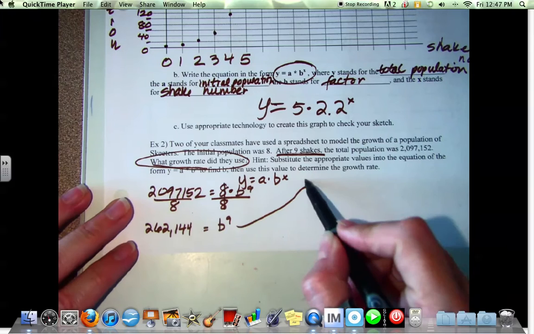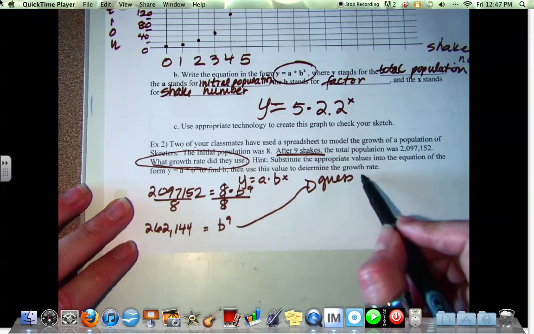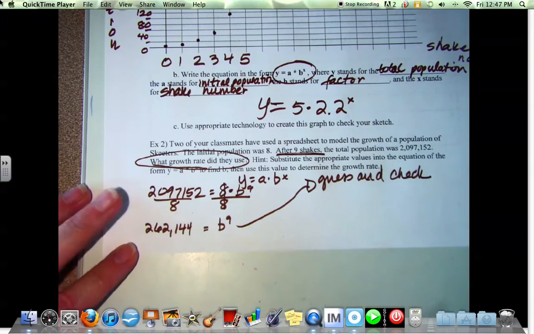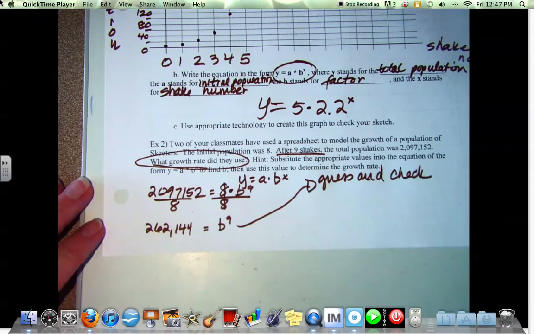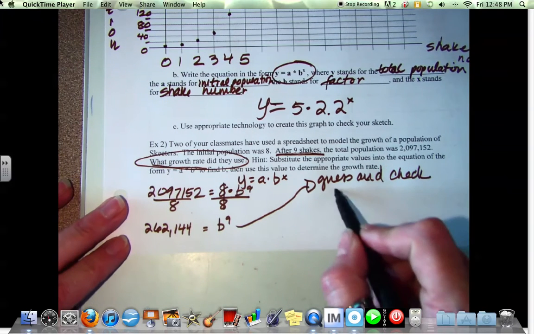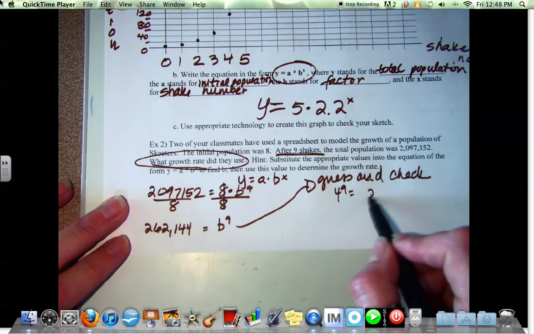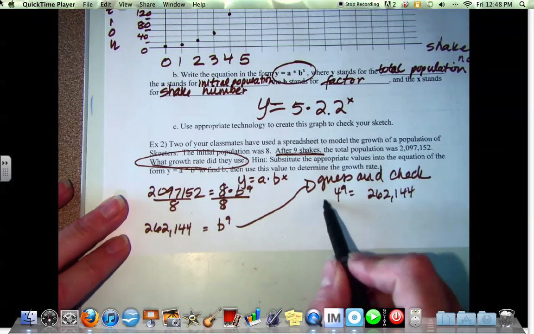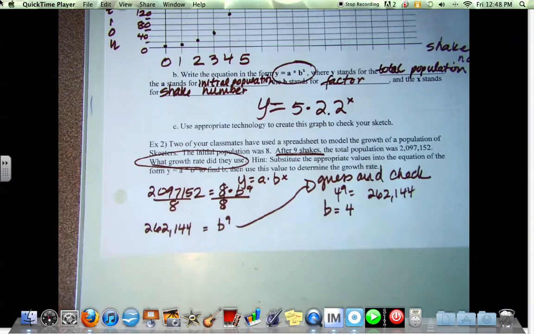So, guess and check. So start with, is it going to be 1 to the 9th power? I just guessed. It's 4 to the 9th. I got it on my first try. All right, good job. All right, so 4 to the 9th power gives us 262,144. So, the b value is equal to 4.